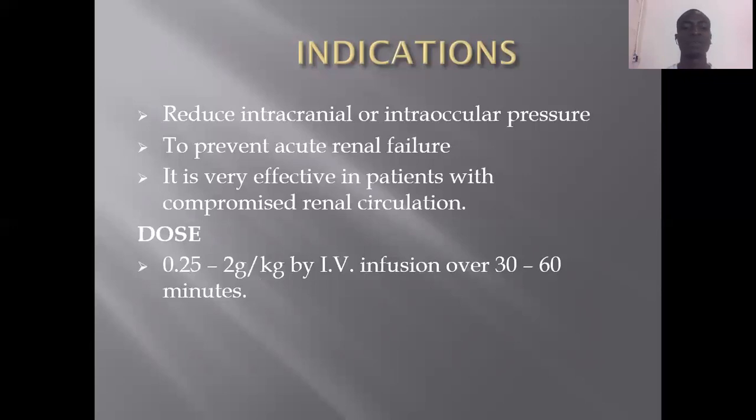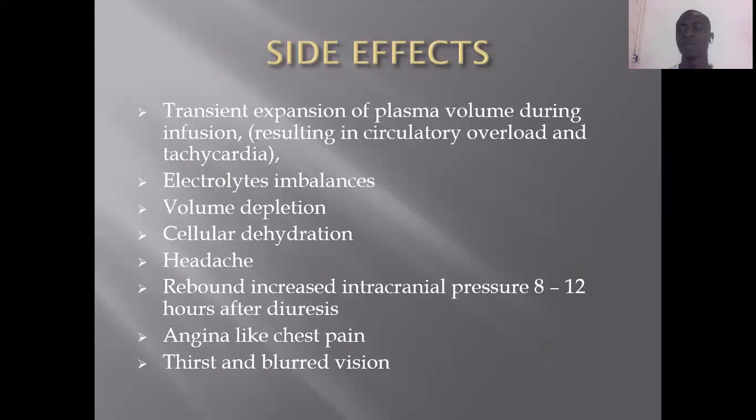Dose is 0.5 to 2 grams per kg body weight IV over 30 to 60 minutes infusion. So when you give this drug, you need to wait for 30 to 60 minutes. Side effects: transient expansion of plasma volume, infusion reactions, electrolyte imbalance, volume depletion, cellular dehydration, headache, rebound increase in intracranial pressure, angina-like chest pain, and blurred vision. The vision will be affected, won't be seen clearly.